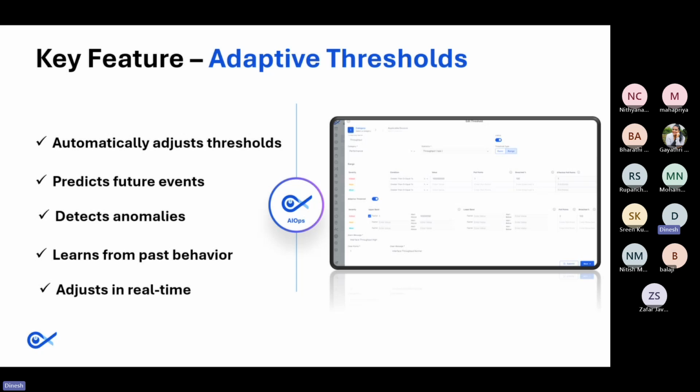This replaces the static thresholds with dynamic baselines. It learns the daily pattern, weekly trends, and seasonal variations. The thresholds get adjusted based upon the patterns.